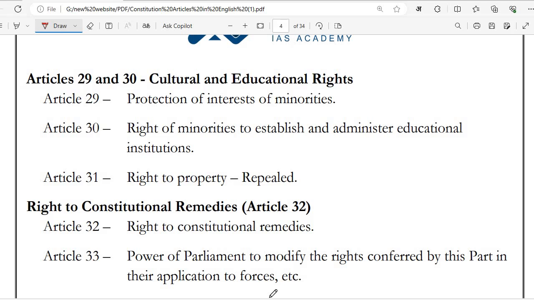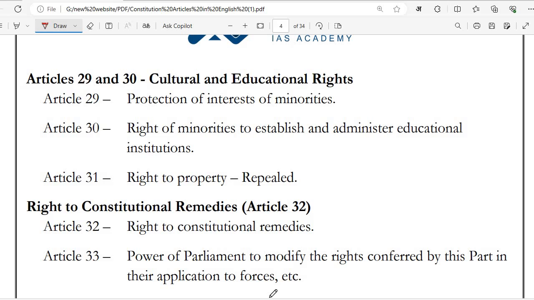Article 29 provides for minorities to protect their language, script and cultures. And Article 30 provides the minorities the right to establish and administer educational institutions, like Aligarh Muslim University and St. Soldier Academy. These are the rights granted to minority institutions, and they can maintain their culture, education and religious affairs. So the Indian Constitution provides complete liberty and respect to the minorities. So there is no matter of fear and threat.